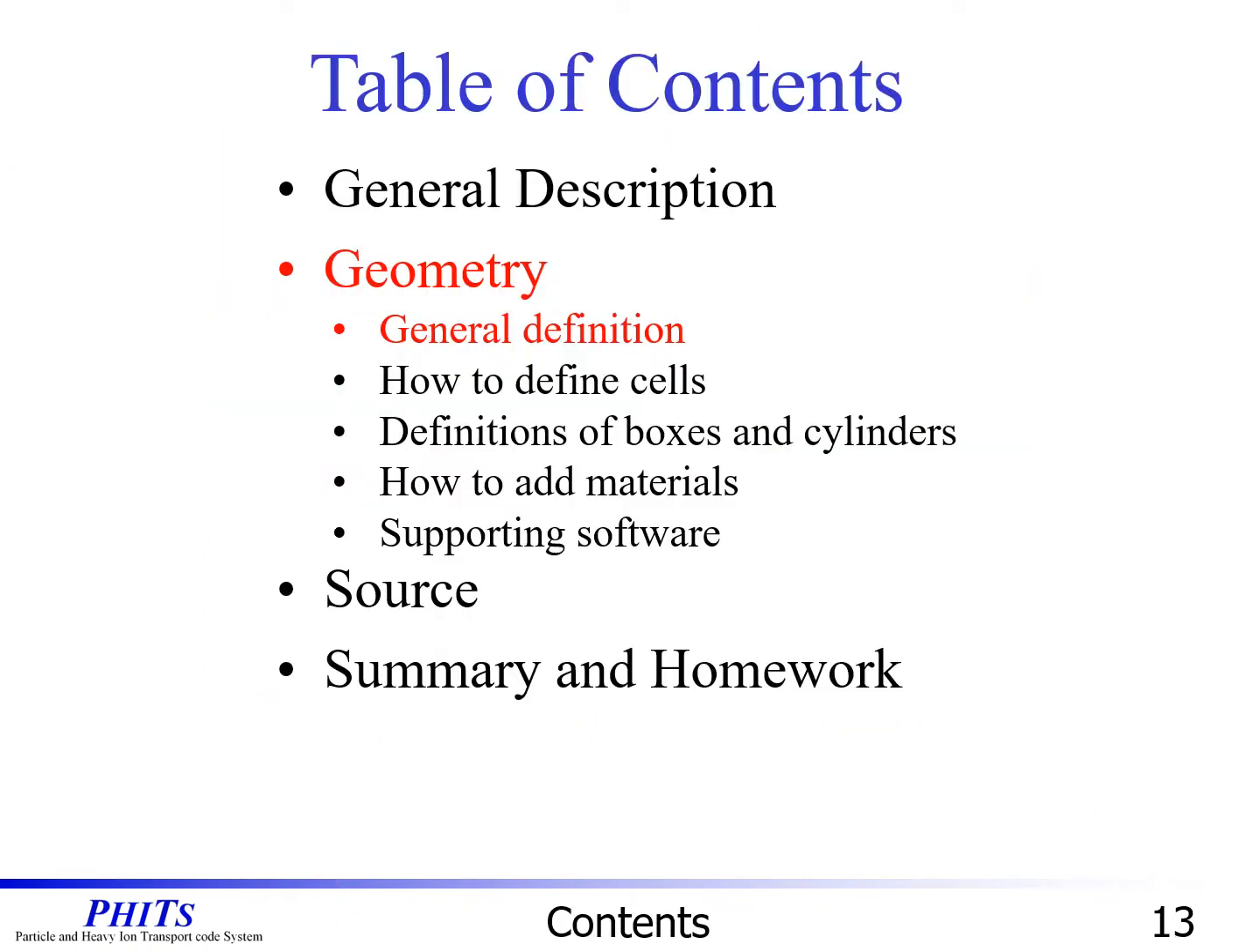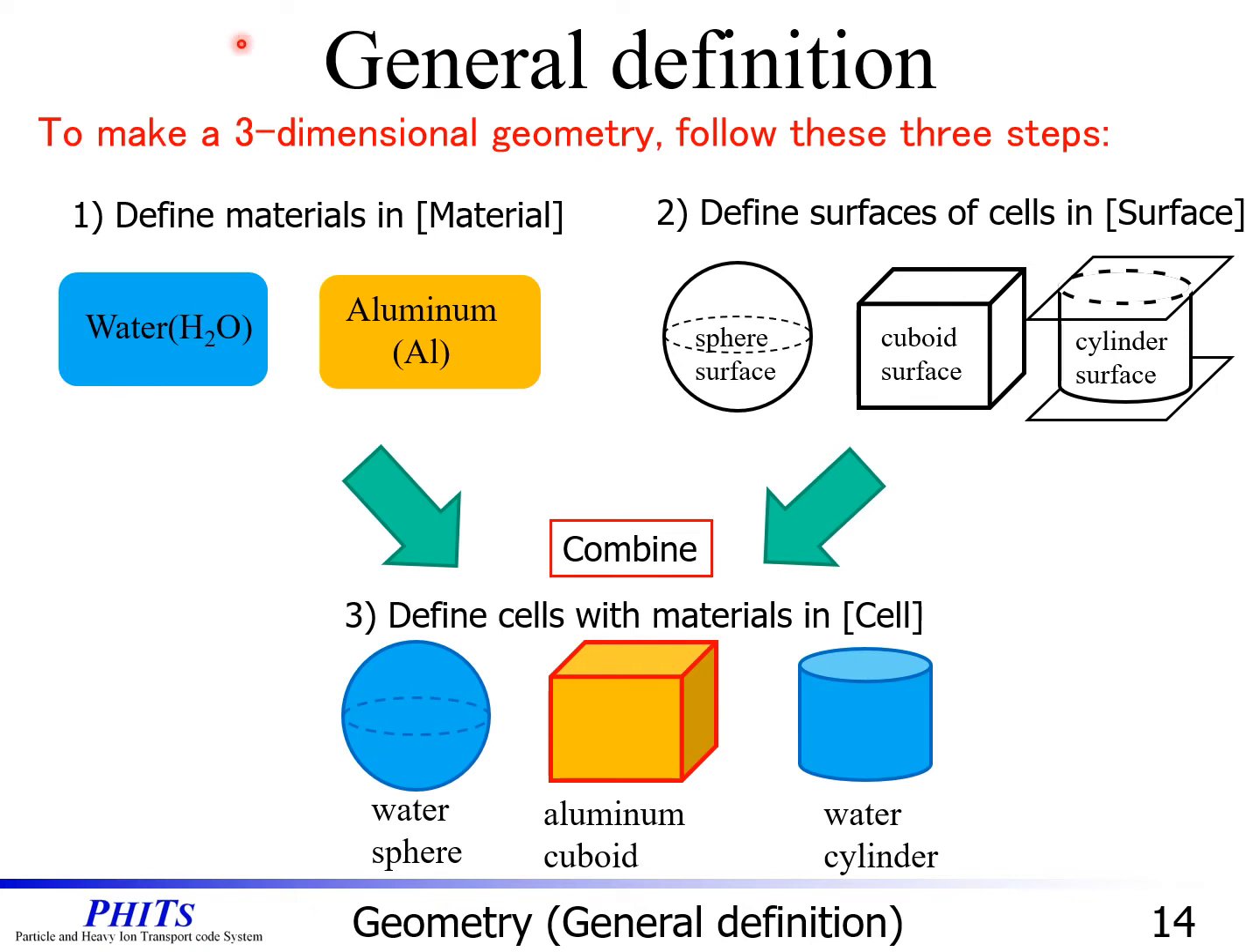Next is general definition of geometry. Here is shown general definition of geometry. To make a three-dimensional geometry, the following 3 steps are required. First, you define materials in the material section. Second, you define surfaces of cells in the surface section. And then, you define cells by combining material and surface in the cell section.